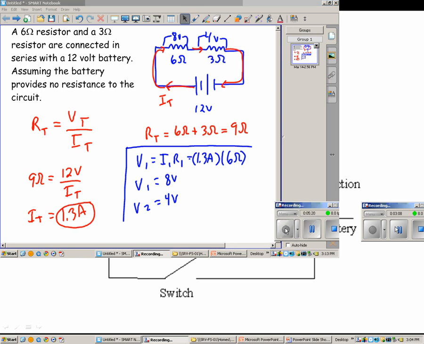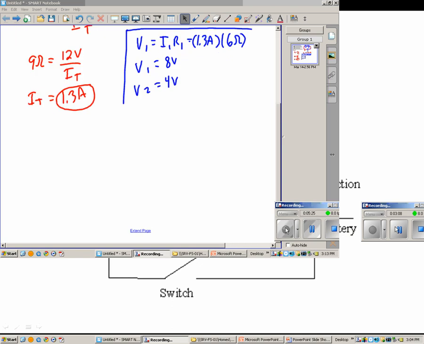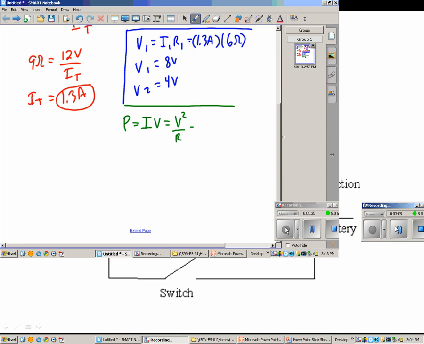Now in order to solve for the power dissipated in each resistor, we have to use the power equation. In order to calculate that power dissipated, I can use power equals I times V. We could also use V squared over R or I squared times R. Any one of those power equations will work. The IV will work just as fine.